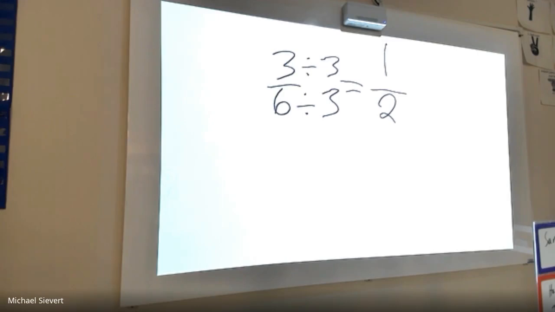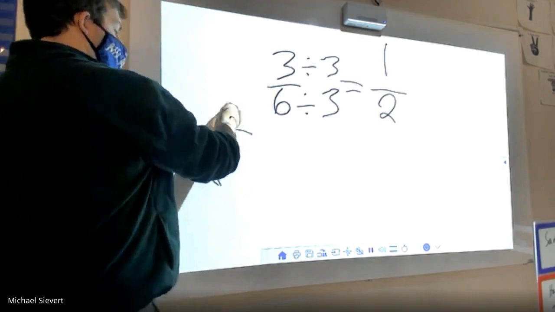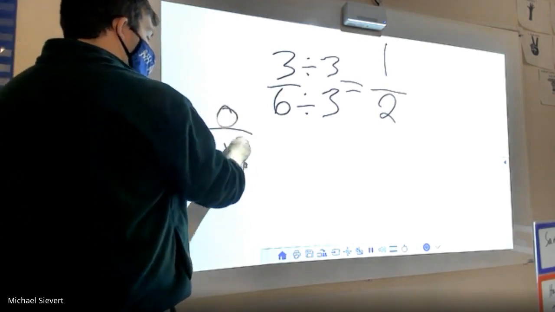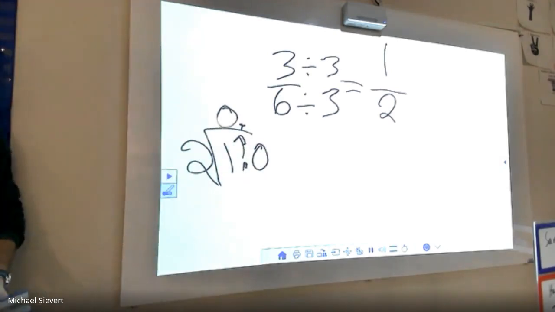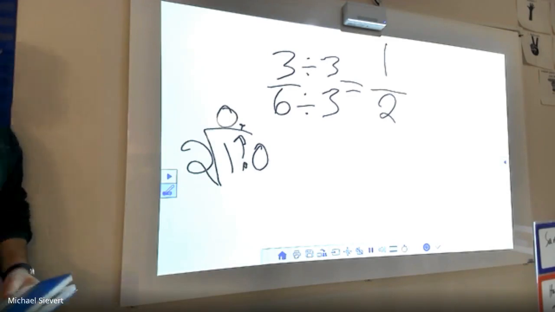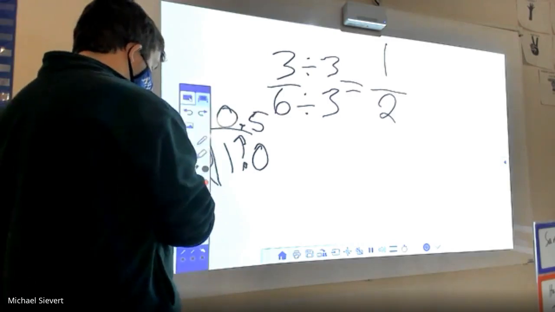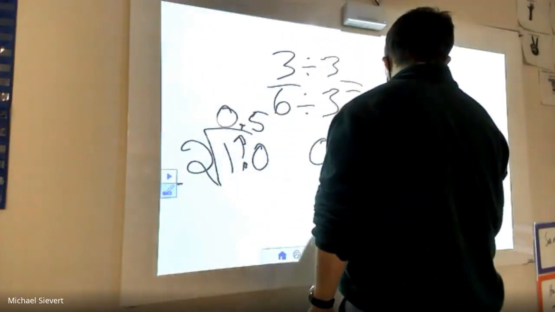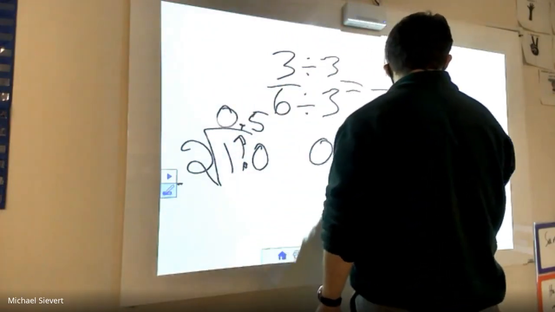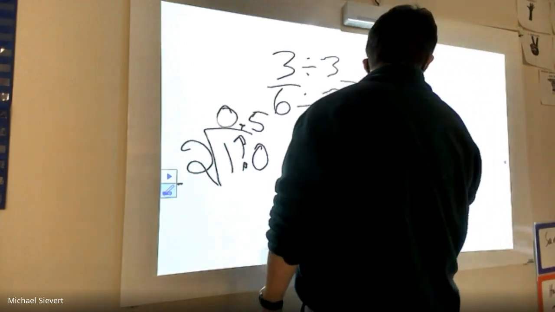Kingston? You divide it. 2 goes in there 0 times. Bring it up. Now you have 10. How many groups of 2 go into 10? Naraya? 5. So your answer would be 0.5 chance to roll an even number.